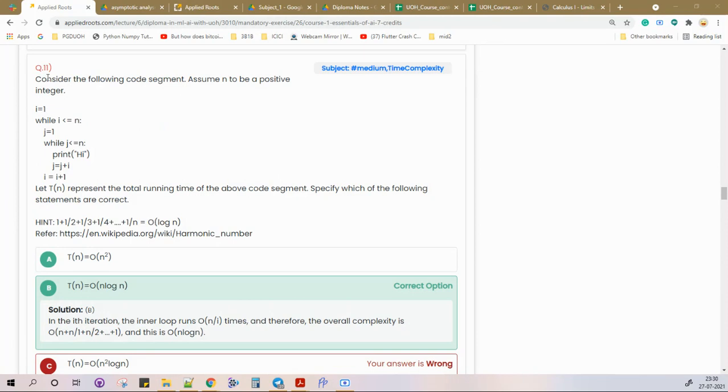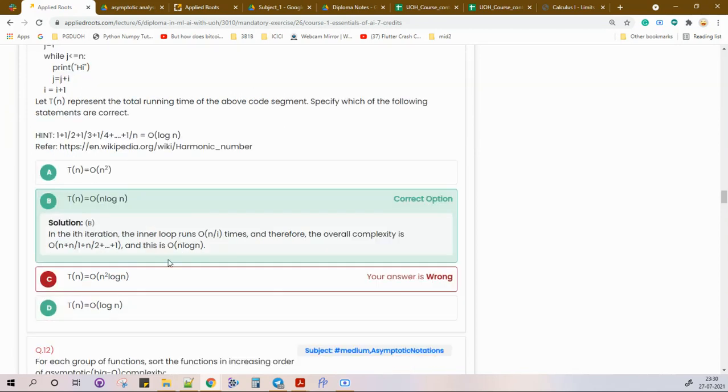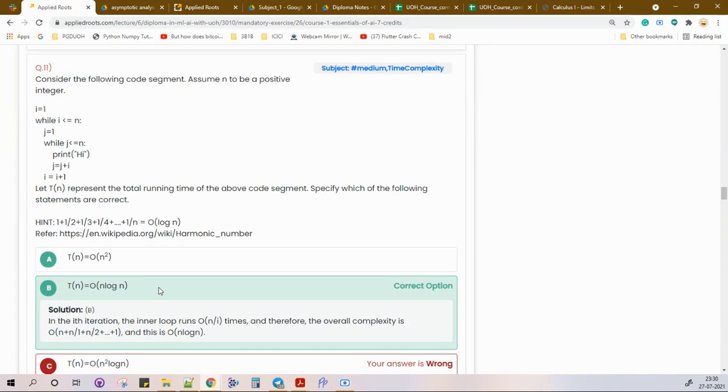Question number 11. Consider the following code segment. Assume n to be a positive integer, i is equal to this. Let T of n represent the total running time of the segment. Which of the following statements are correct? Right? Okay, so we need to find out the complexity only.